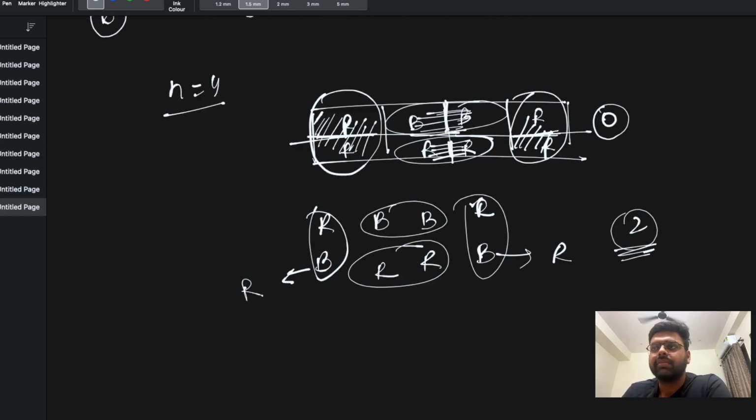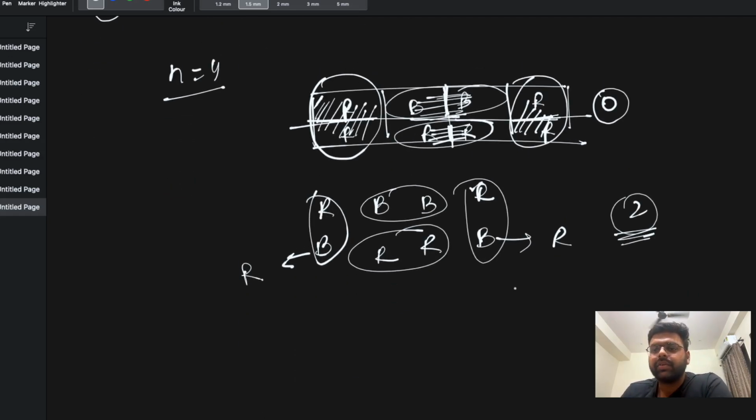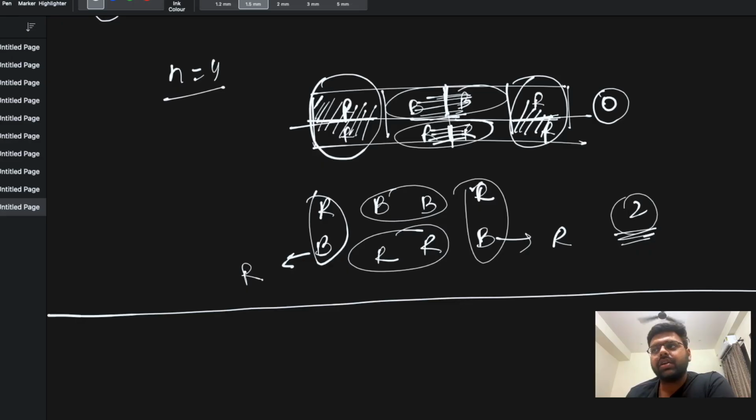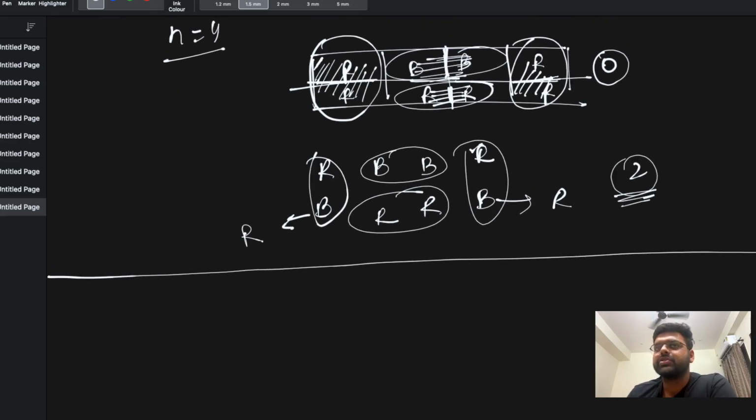Like this is just an example. So I'm sure that you are able to understand what the problem statement is saying. Now let's understand how we would have approached this problem.